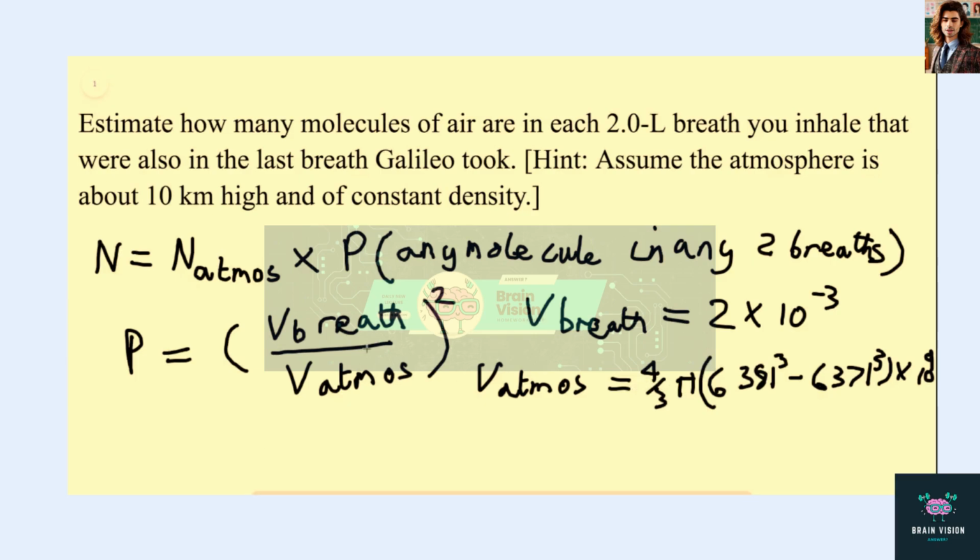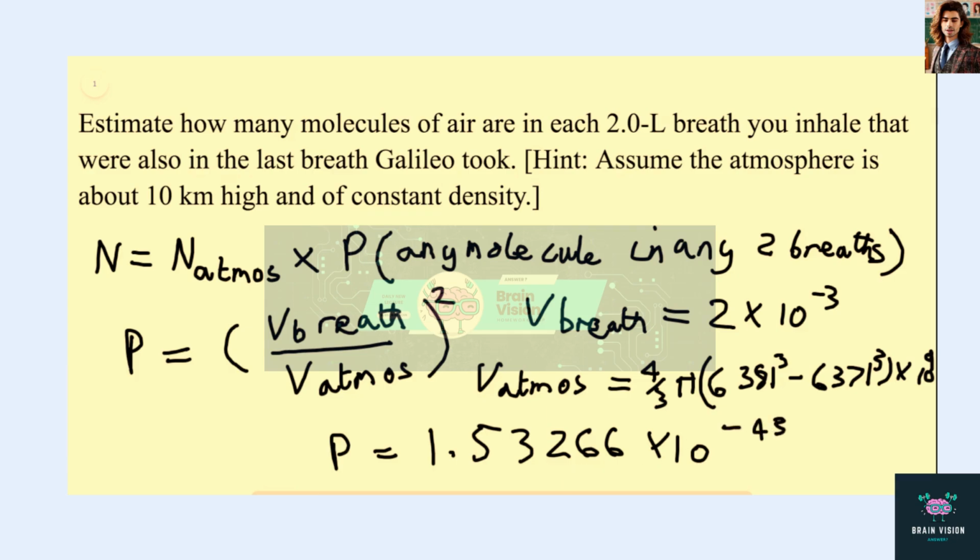So plugging that all into P, we get that P is equal to 1.5326 times 10 to the minus 43.